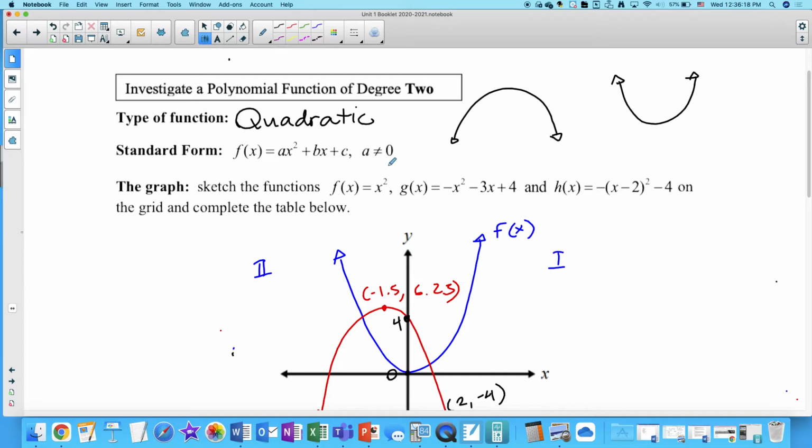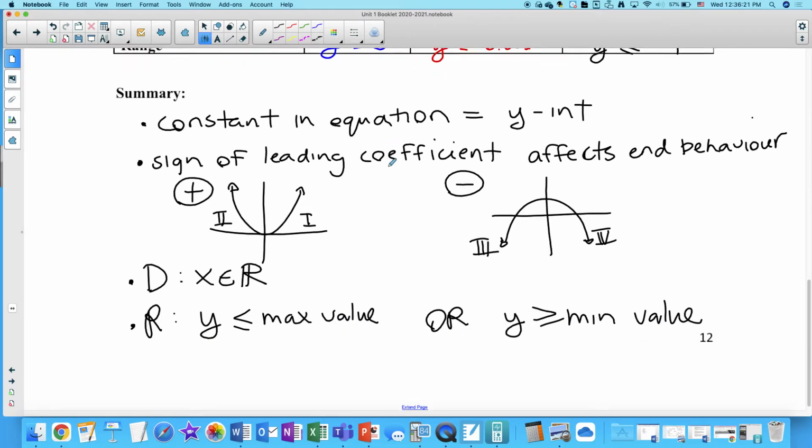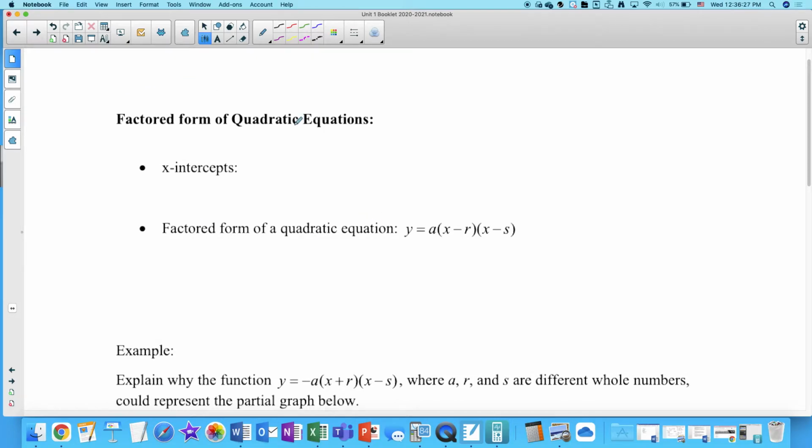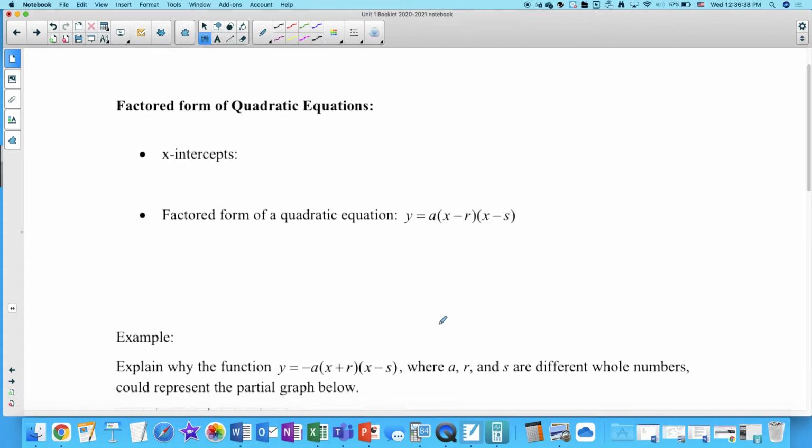We can sometimes also look at factored form of a quadratic equation if a particular function factors. And in this course, you're not really responsible for factoring quadratics. If it's factored, it will be factored for you. That is going to give you some different information about the function. Okay? So let's say, for example, I take something like this. Y equals x squared minus 7x plus 10. Okay?